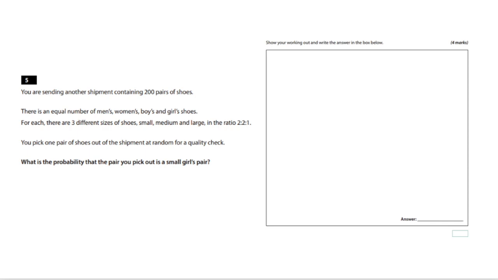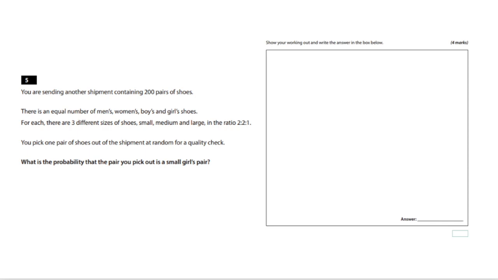Question 5. You are sending another shipment containing 200 pairs of shoes. There is an equal number of men's, women's, boys and girls' shoes. For each there are 3 different sizes of shoes, small, medium and large, in a ratio of 2:2:1. You pick one pair of shoes out of the shipment at random for a quality check. What is the probability that that pair of shoes you pick out is a small girl's pair?